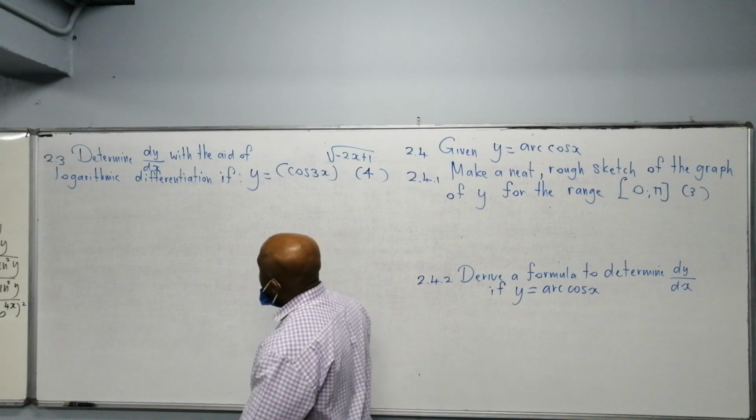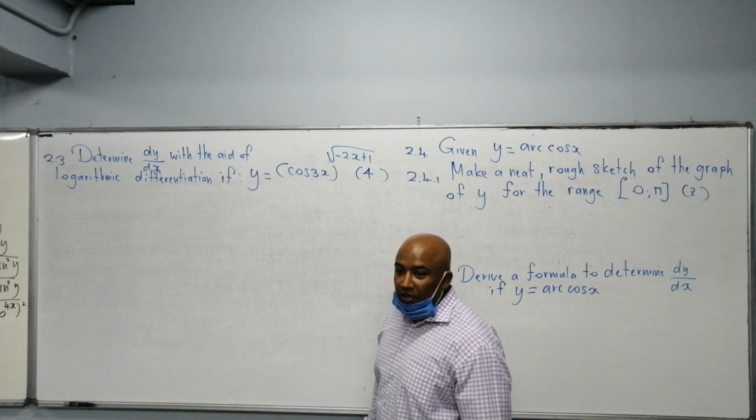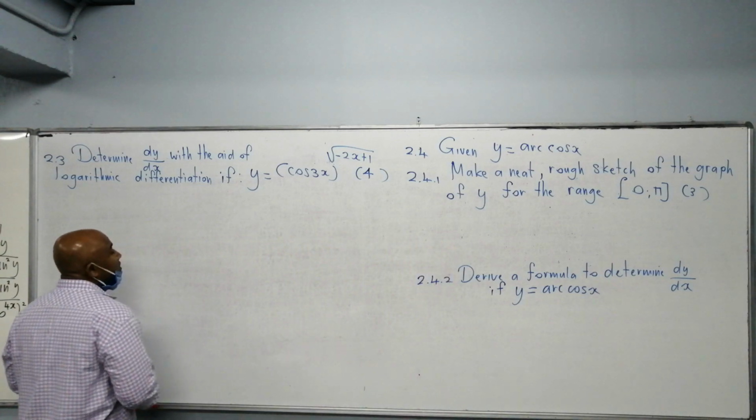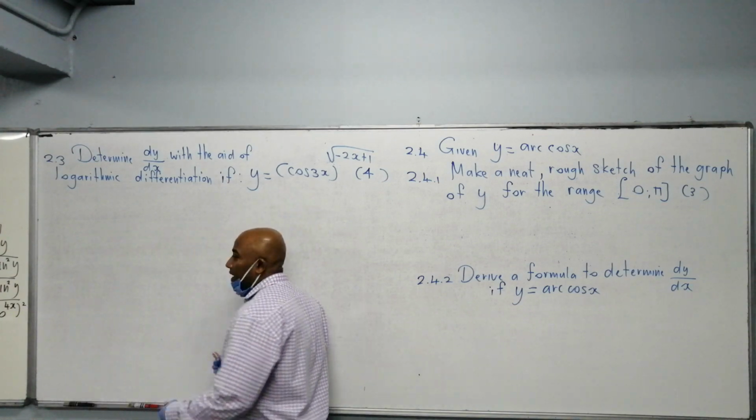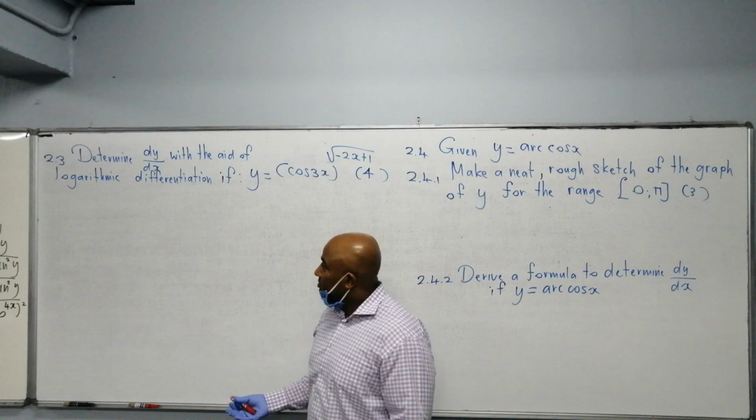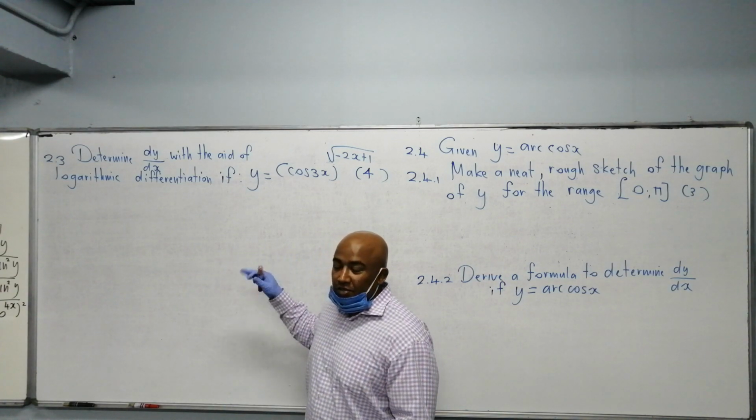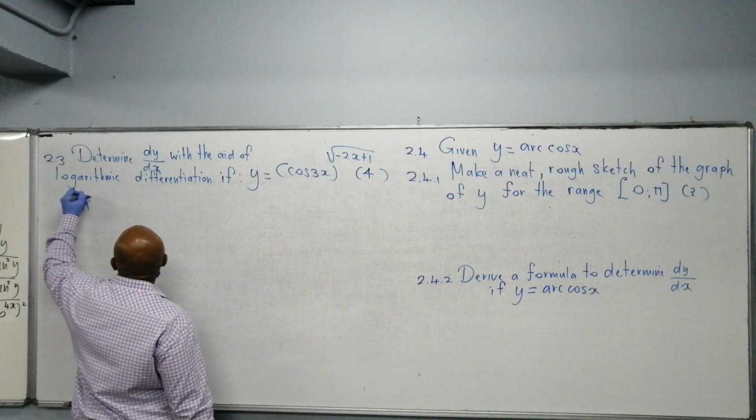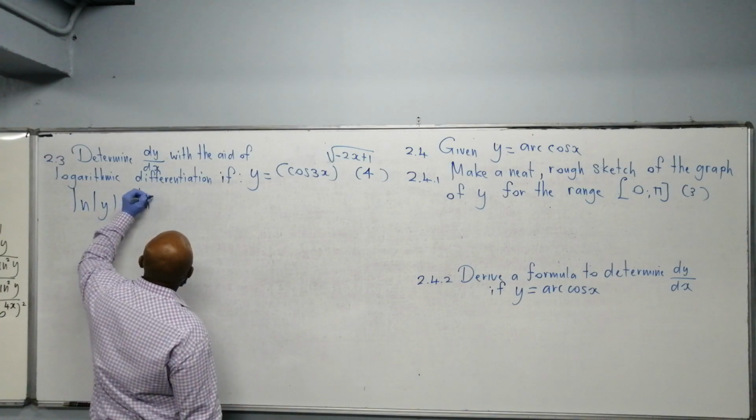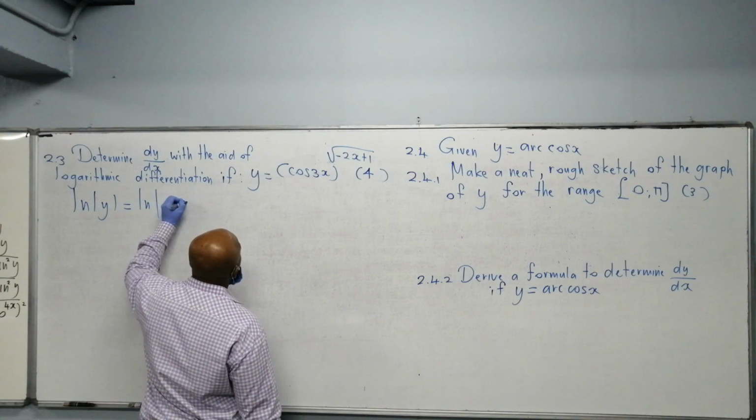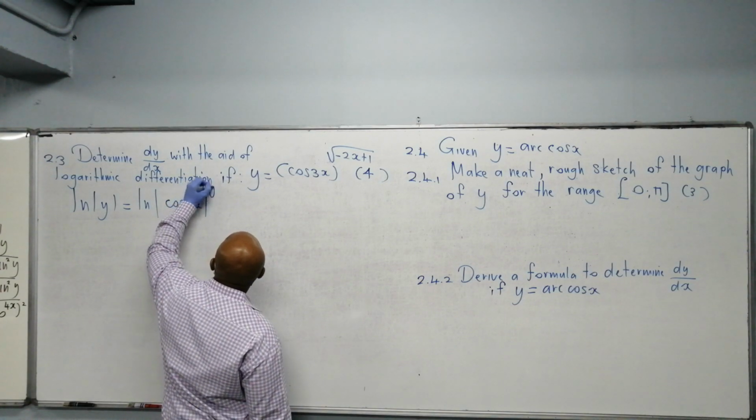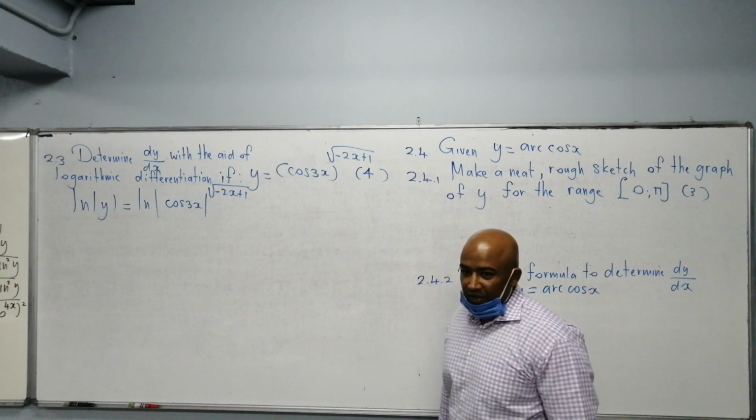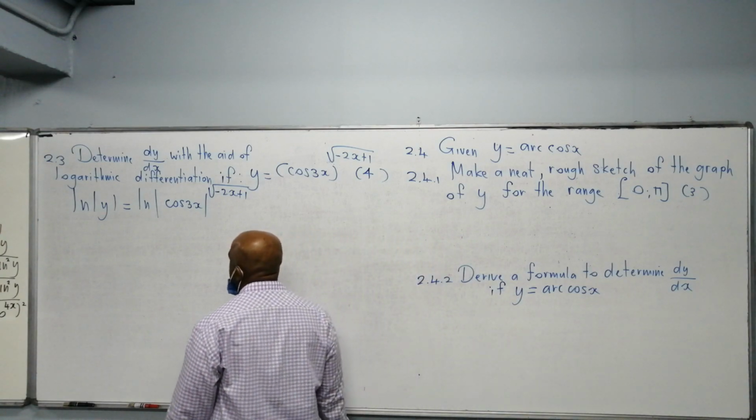Right, our next question, 2.3, determine dy over dx with the aid of logarithmic differentiation. And this is what we're given. So, what do we do with the aid of logarithmic differentiation? That means we're going to introduce logs, or natural logs is better, on both sides. So we're going to go ln of y is equal to ln of cos 3x to the power minus 2x plus 1. Right. Introduce natural log on both sides.